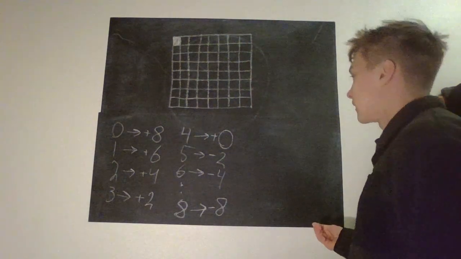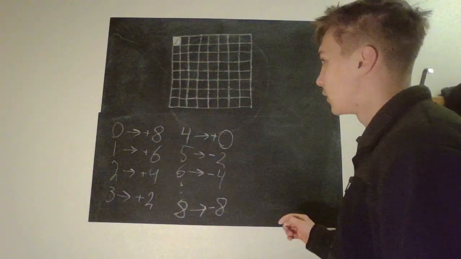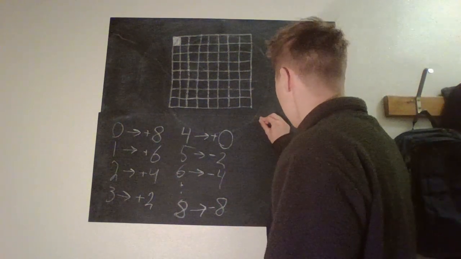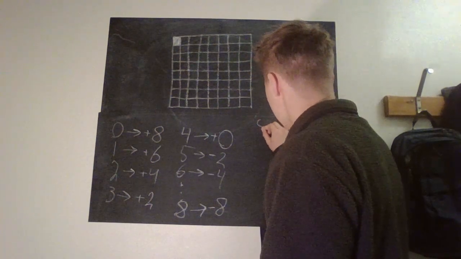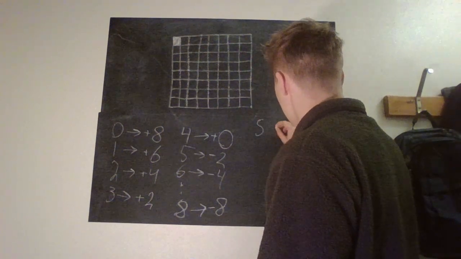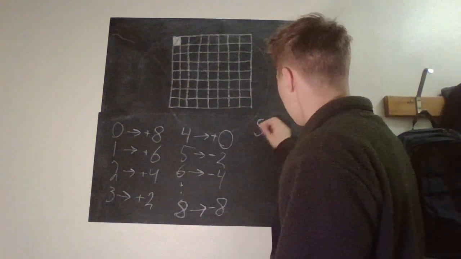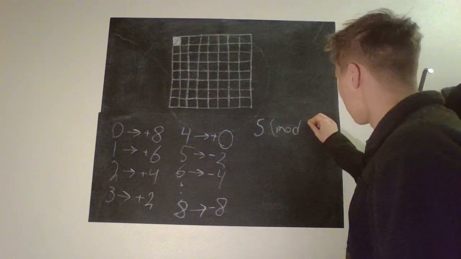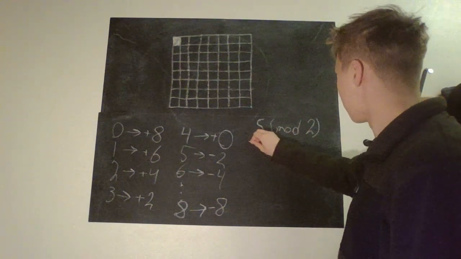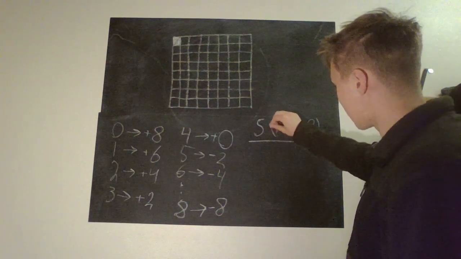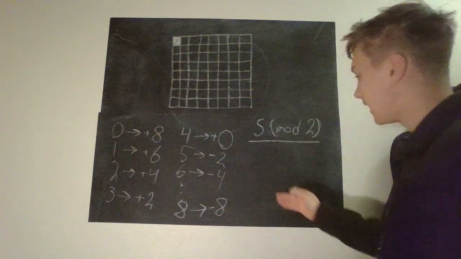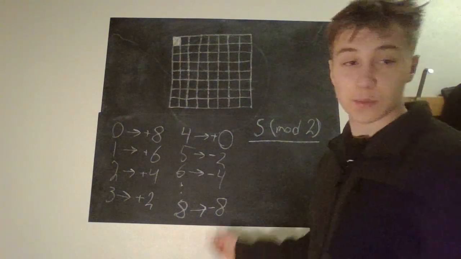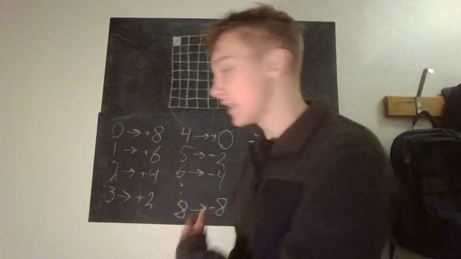So our invariant in this case would be, if we denote the sum of all white squares as S, then S modulo 2 should be our invariant, because as we just proved, in any move this never changes, because we're only adding and subtracting even numbers, right?